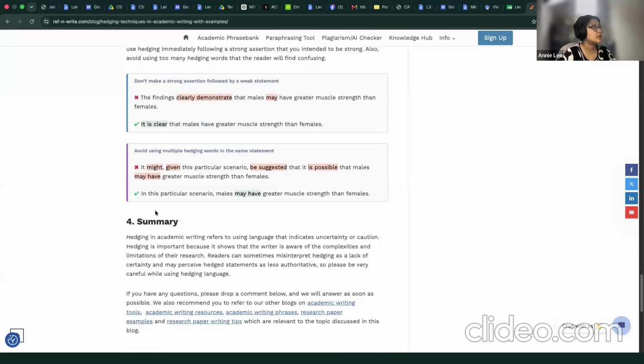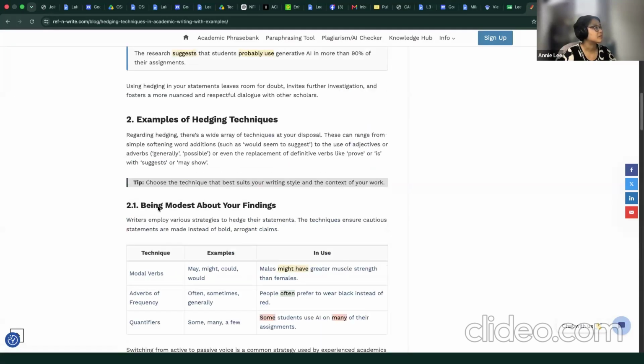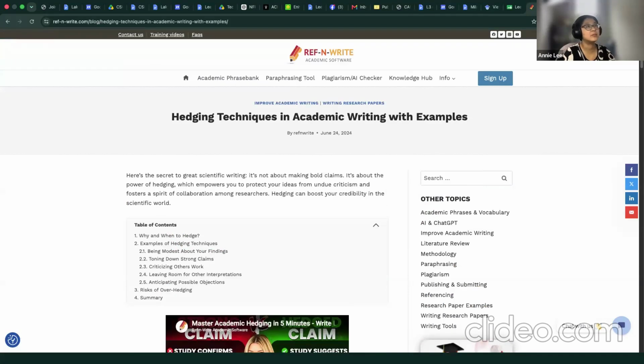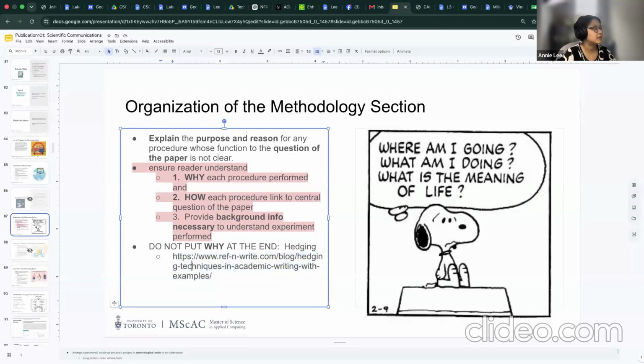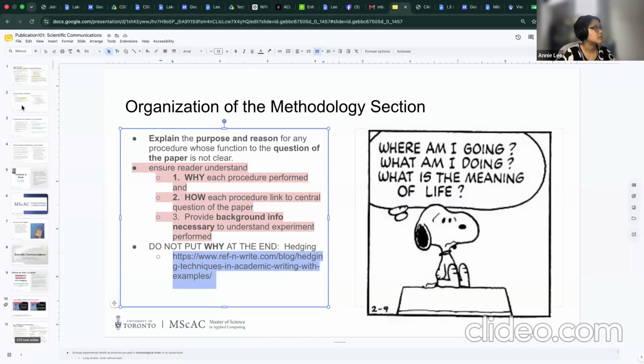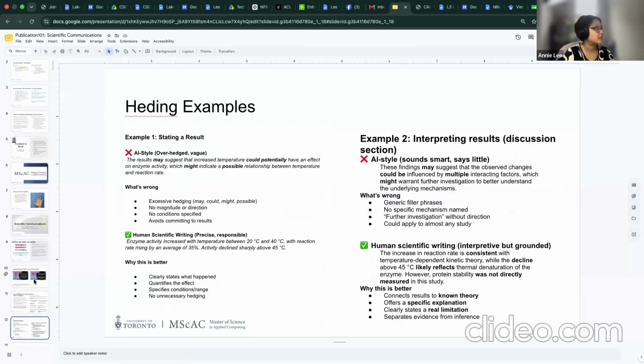Yeah, so there's a lot of examples here that you can look at, but these are all hedging examples in academic writing. I won't go over it again, but here it is. I think I might need an entire hour to just spend on hedging in the future.